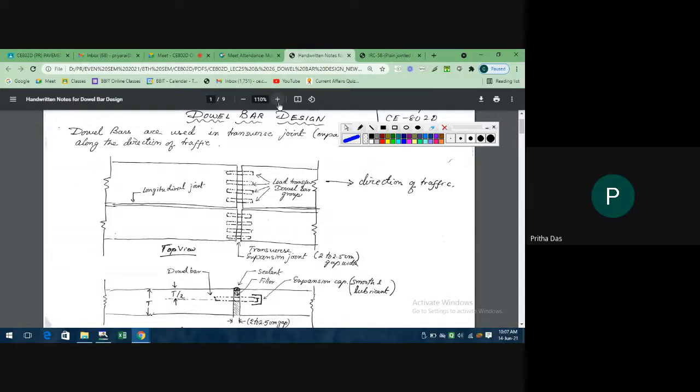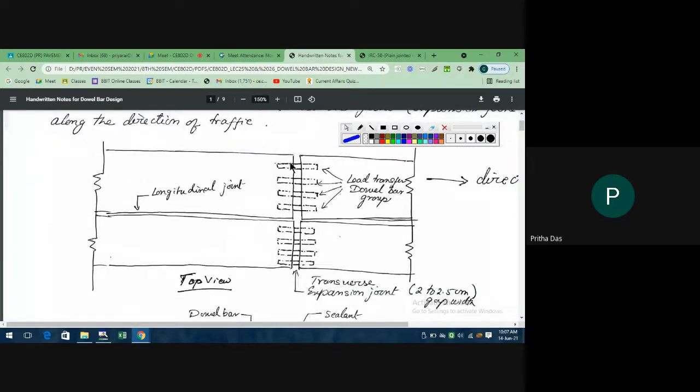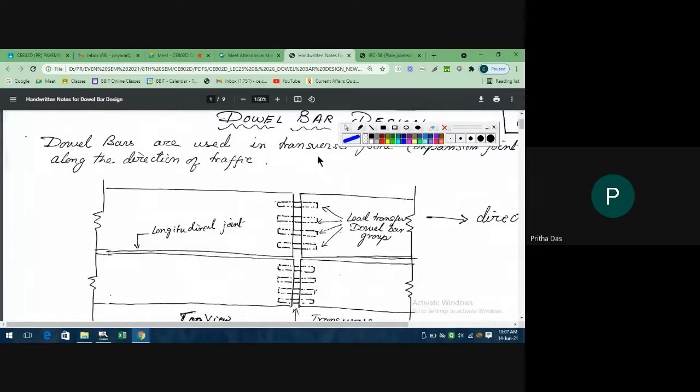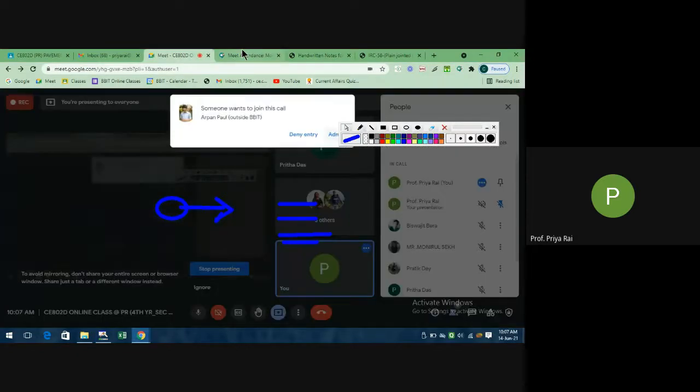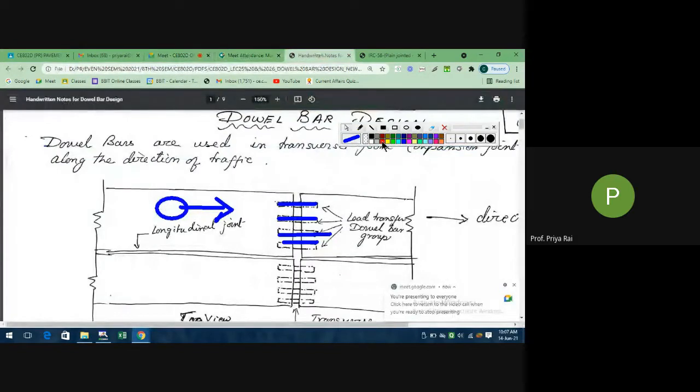Suppose this is your traffic direction, the wheel direction. You are moving in this direction. See, parallel to this direction are the dowel bars. And what is this joint where we are placing the dowel bar? Yes, this is the transverse joint. Very good. This joint is perpendicular to the direction of the traffic.